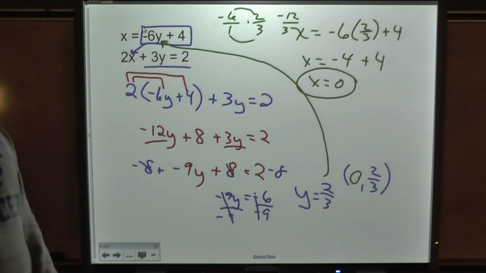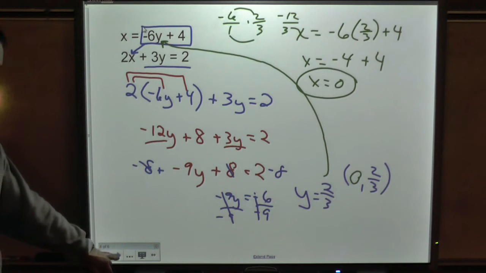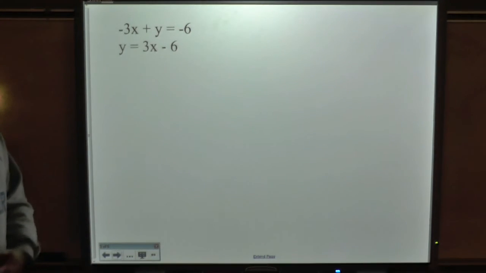Last one. Let's take a look at this one. You got -3x plus y is equal to -6, and y is equal to 3x minus 6.